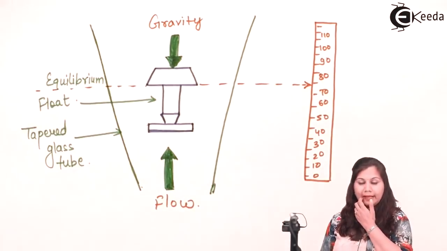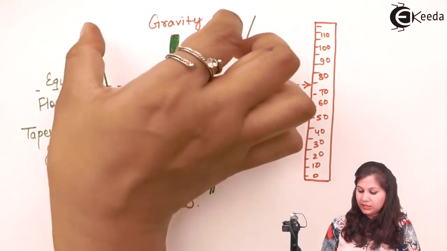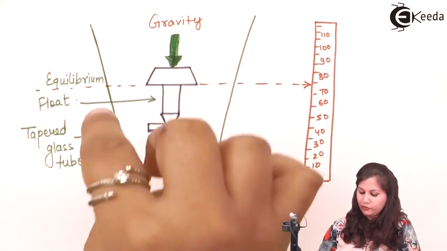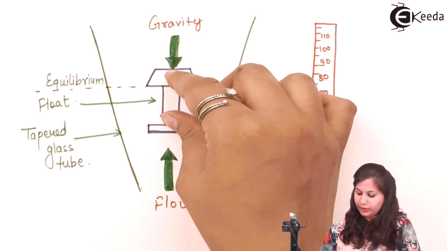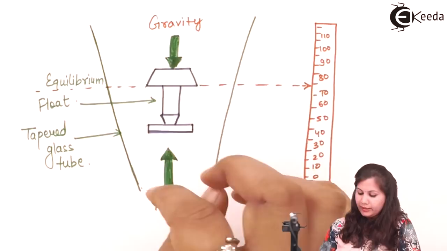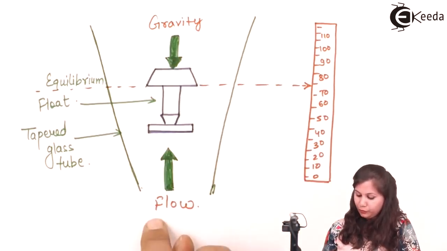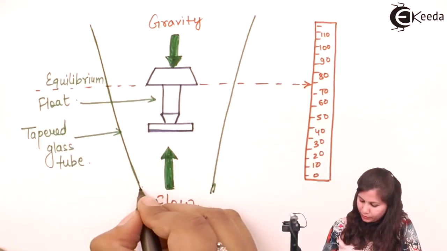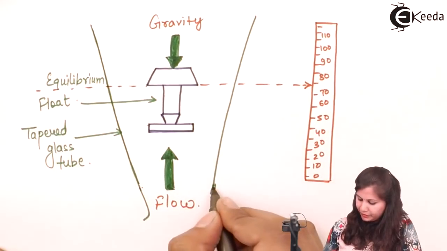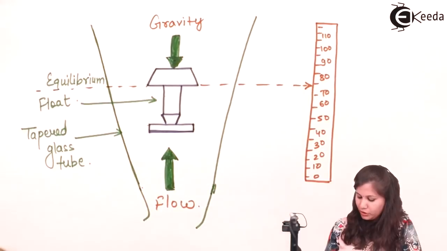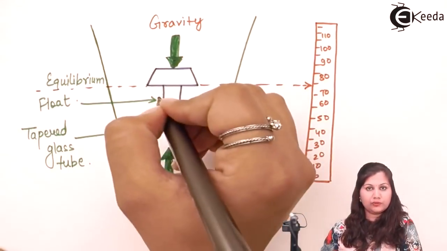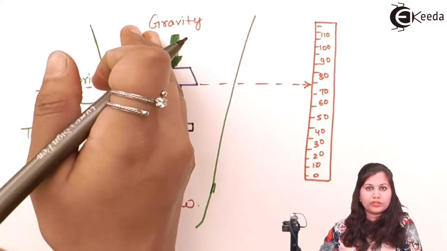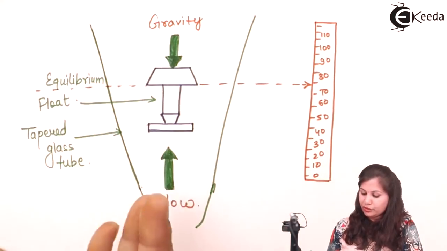So this is the diagram for the rotameters. You can see it consists of a tapered glass tube, and in this glass tube we have the float. Now on this float, when the fluid starts flowing, it is somewhat bent in shape from downwards. So from here the fluid starts flowing in it.